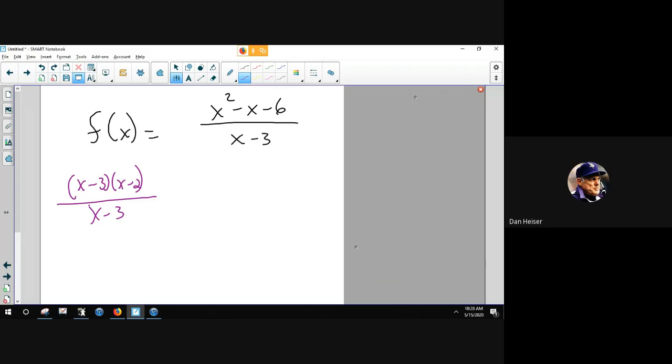Before you cancel anything, do not lose the original function. Do not lose the original function. Don't erase this. Keep it. Yes, you can go ahead and cancel those factors. We have reduced the function to x minus 2, but do not lose this. Do not lose this.